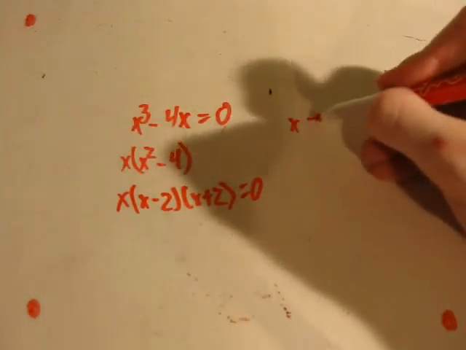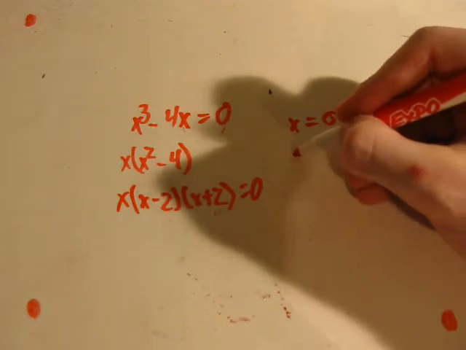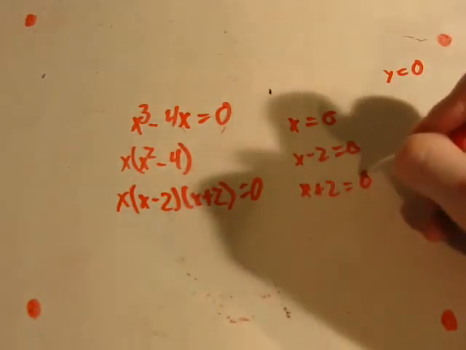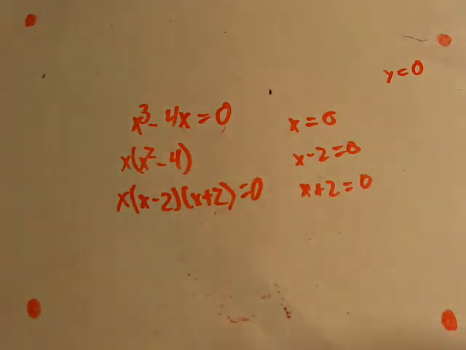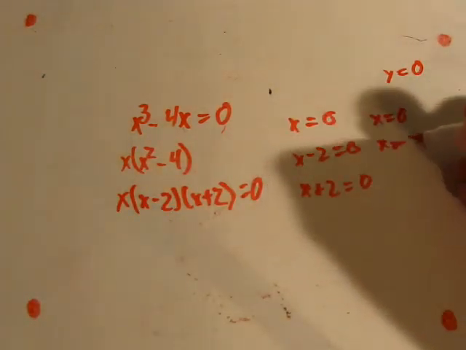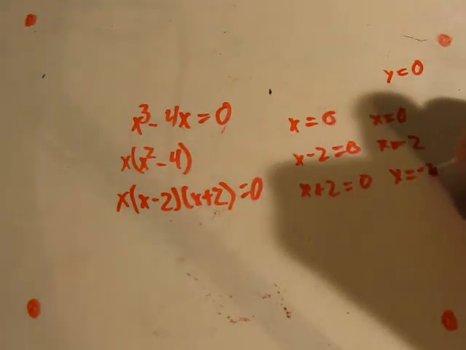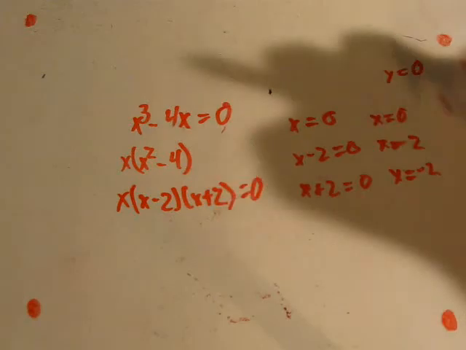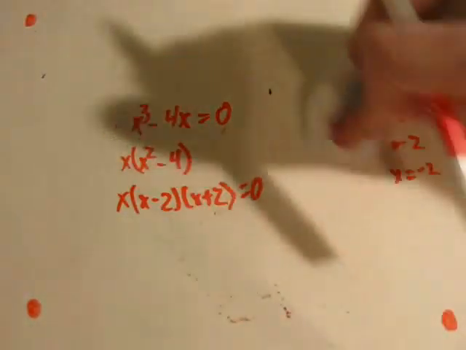So we've got x can be 0, x minus 2 can be equal to 0, or x plus 2 can be equal to 0, meaning x can be 0, x can be 2, and x can be negative 2. So those are all our x-intercepts, that's our y-intercept. Step 2 is now complete.